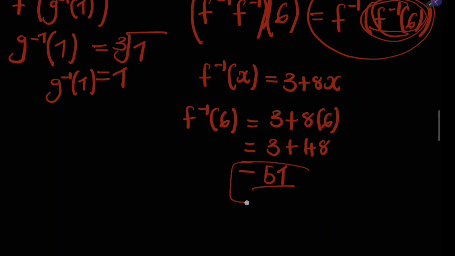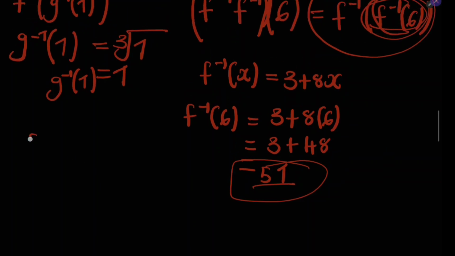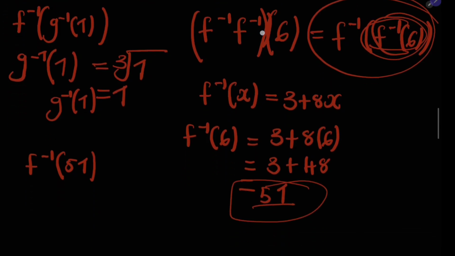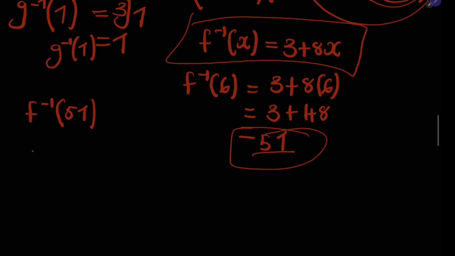So now we take this result and substitute it into f inverse again. Oh sorry, that is 51. So now we have f inverse of 51. So we substitute it in this. So now we have 3 plus 8 into 51.